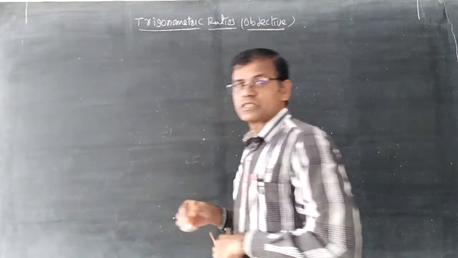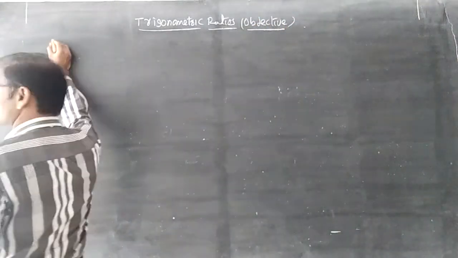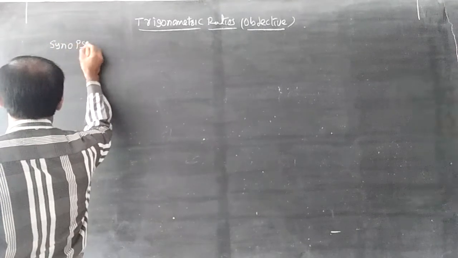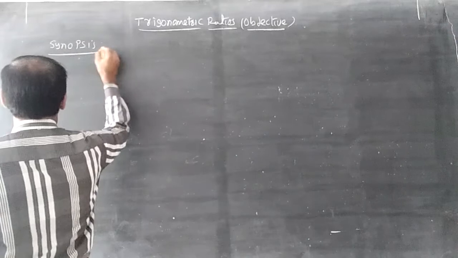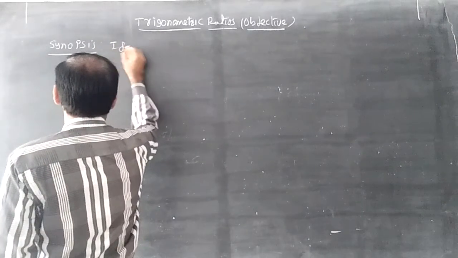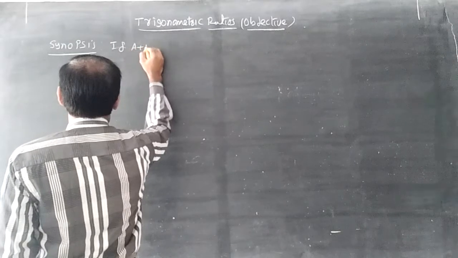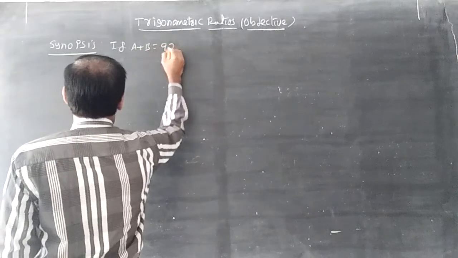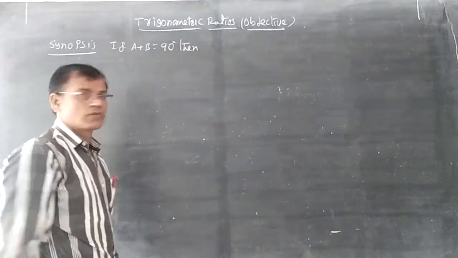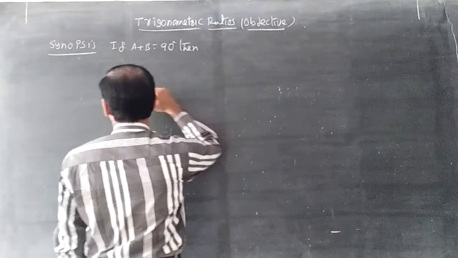First of all, we should discuss some synopsis. First, put a side heading: synopsis. Synopsis means formula. If a plus b is equal to 90 degrees, these are the useful formulas. You write in your notebook.